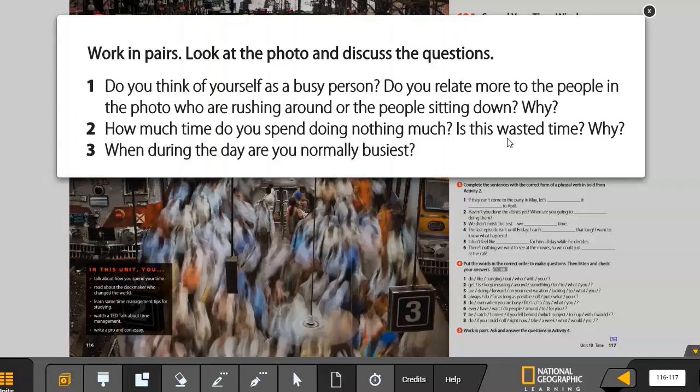Okay, and we have this expression, wasted time, and the question is, how much time do you spend doing nothing much? Okay, are you those kind of guys that just spend your time doing nothing, just passing by and that's it? Okay, and why? Maybe because nowadays we have a lot of time in these coronavirus times, yeah, but I think, okay, before that, think about what you did before the quarantine. Okay, and do you like just doing nothing, just procrastinate?